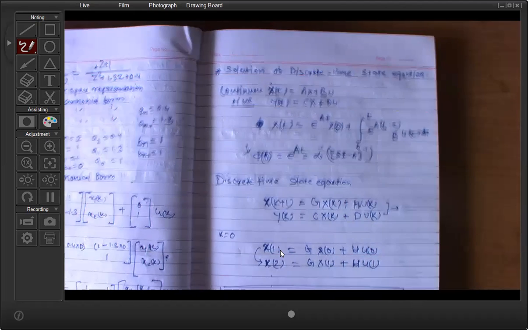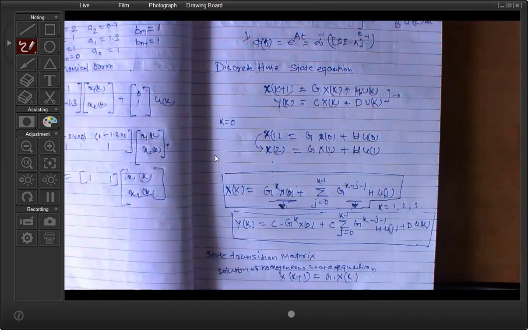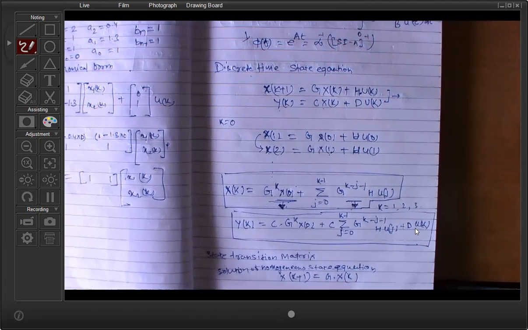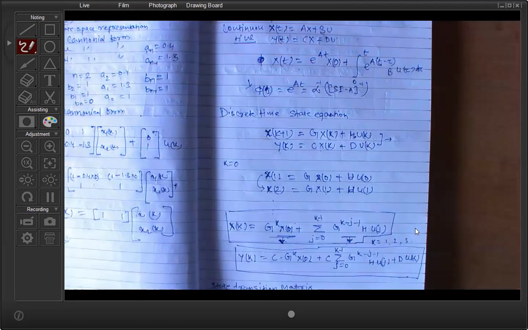From the recurrence method, the solution of the state variable x(k) is equal to G to the power k x0 plus the summation from j equal to 0 to k minus 1 of G to the power k minus j minus 1 H u(j), and the output equation is equal to C G to the power k x0 plus C summation from j equal to 0 to k minus 1 of G to the power k minus j minus 1 H u(j) plus D u(k).